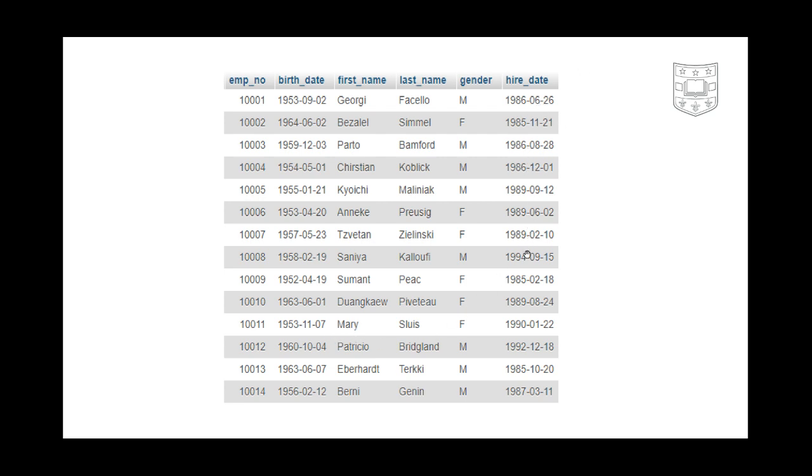And when they were hired at the company. Okay, and so every single row is an instance of an employee, and you can see the attributes for each and every employee as well. This is an actual table that I will show you how to set up on your own computer if you want to play around with a little bit later on. But this is what's contained in a database.